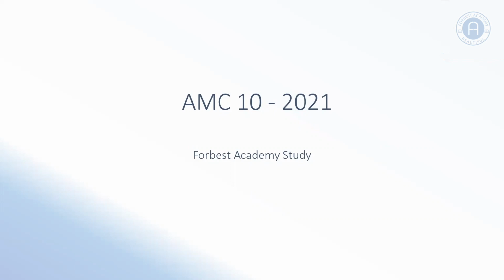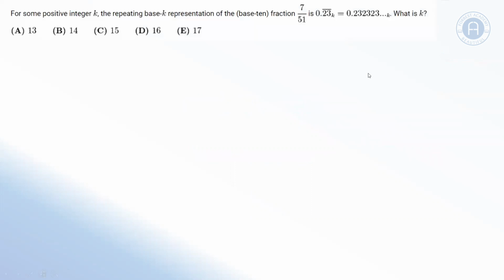In these videos, we are breaking down 5 past paper questions every week, looking at the concepts involved and how to solve those questions. This week, we're looking at 5 AMC 10 questions, and today's question is about converting repeating decimals into fractions and also dealing with representation of numbers in non-base 10 form.